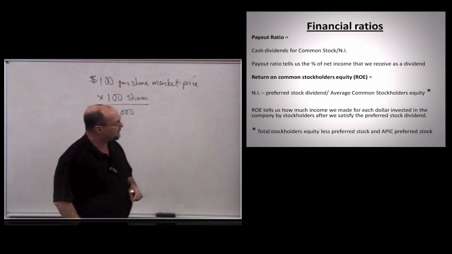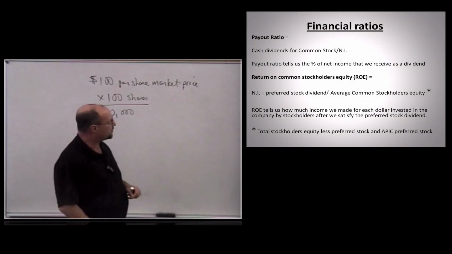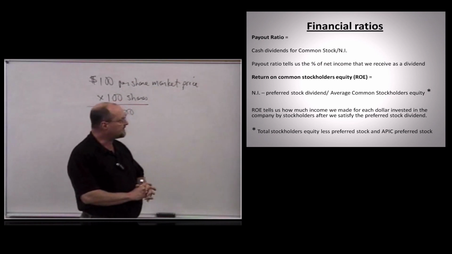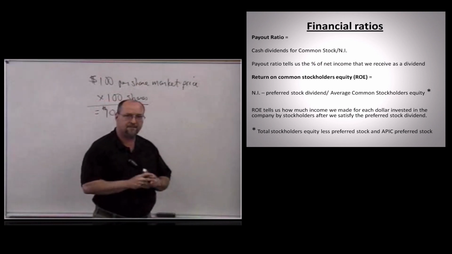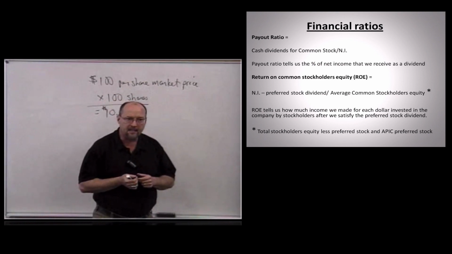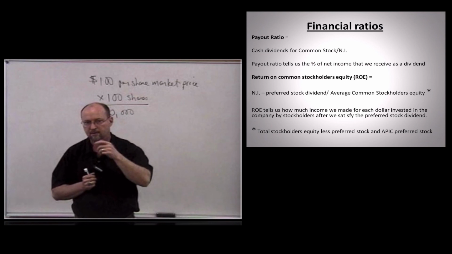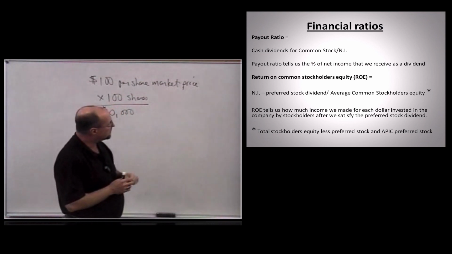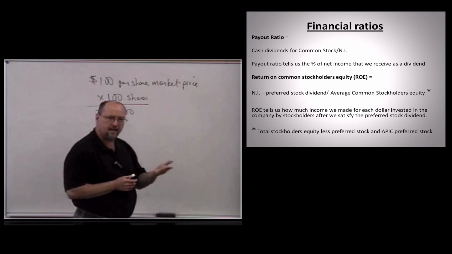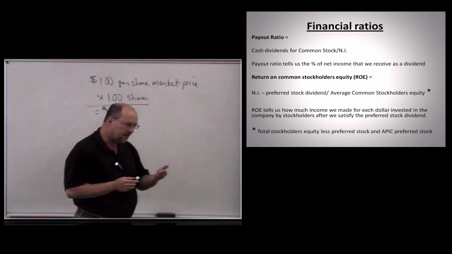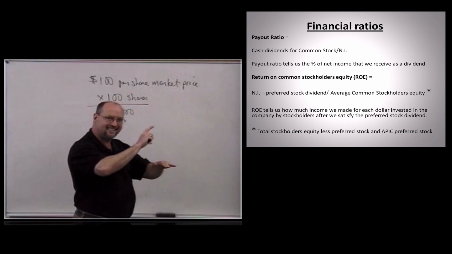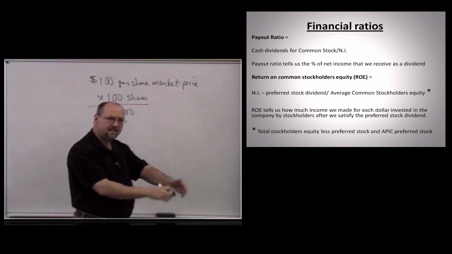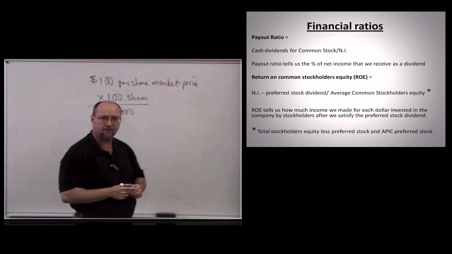All right, the last thing we're going to talk about are financial ratios. The first ratio is called the payout ratio, and it's simply telling us what percentage of this year's net income the company gave back to the stockholders as a dividend. It's in percentage terms. So cash dividends for common stockholders divided by net income. For every $1 of net income, how many cents were given back to the stockholders? The difference between those two numbers is the amount we reinvested or put back into retained earnings.